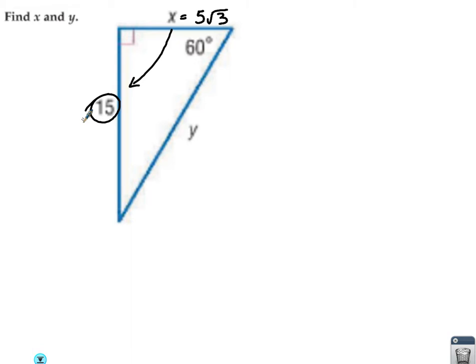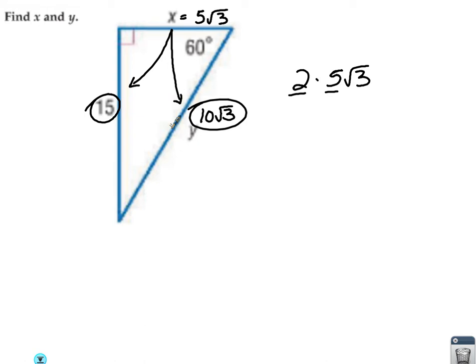It checks out. Now the last step here, how do we go from short side to hypotenuse? Multiply by what? 2. You double it. How in the world do you multiply 2 times 5 root 3? Here's the rule again. You can multiply numbers with numbers. You can multiply radicals with radicals. You cannot multiply a number with a radical. 5 times root 3, not legal. You leave it as 5 root 3. But I can do 2 times 5. 10 root 3. Done.